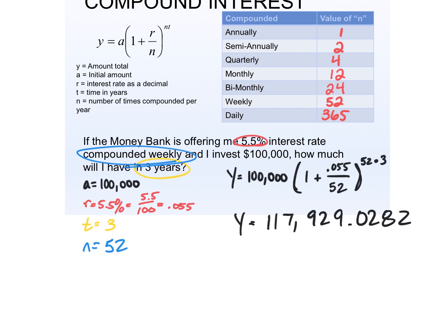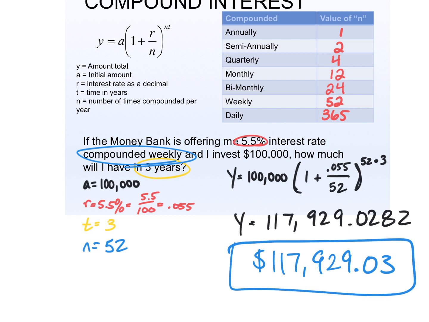Now, what this is saying is if I had this scenario presented to me where I could get something compounded weekly at a 5.5% interest rate for 3 years, if I put in $100,000, that $100,000 in 3 years would turn into $117,929.03 once I reduce that. Okay, so my answer would be exactly like I said, 117,929.03.